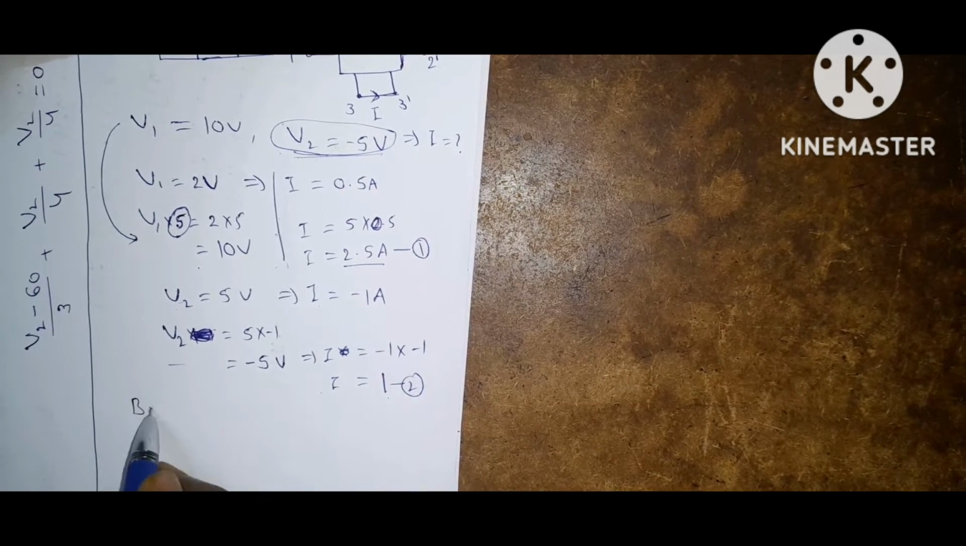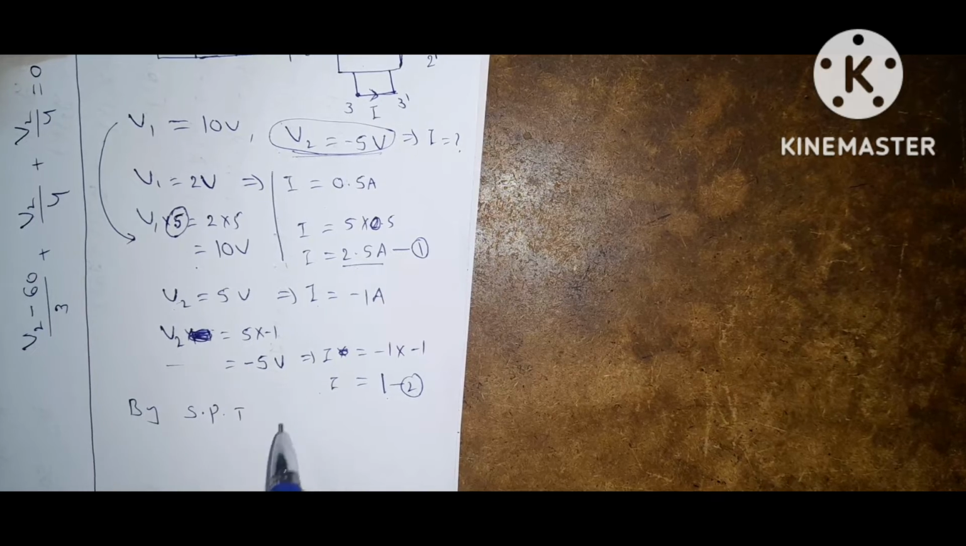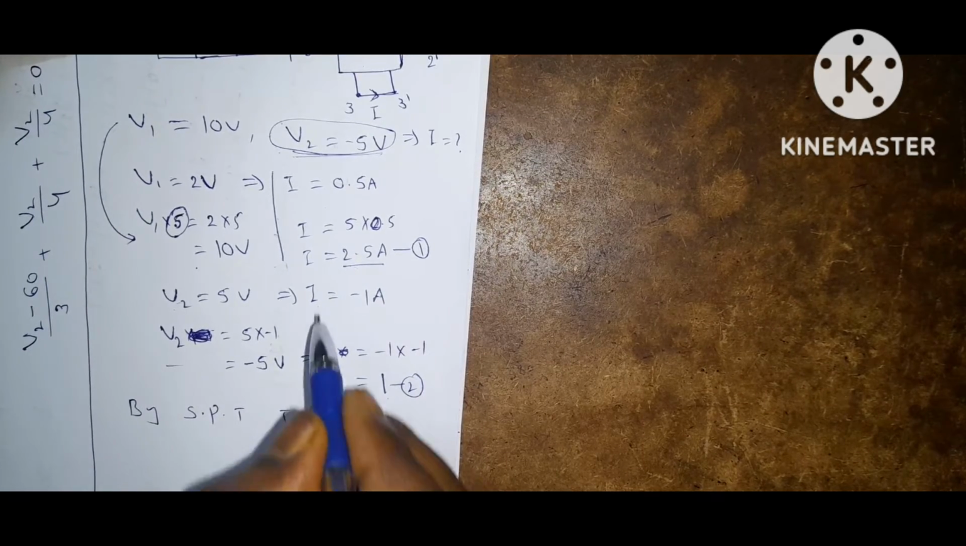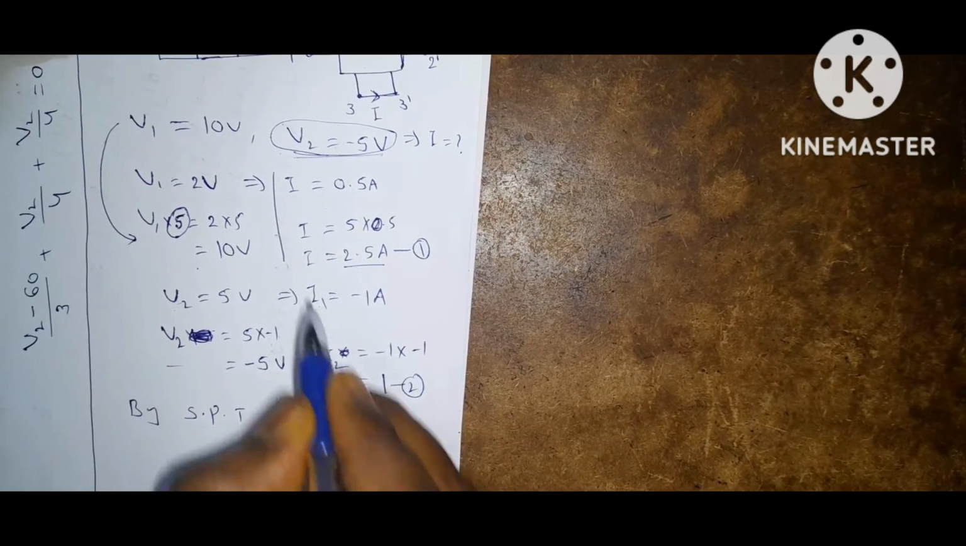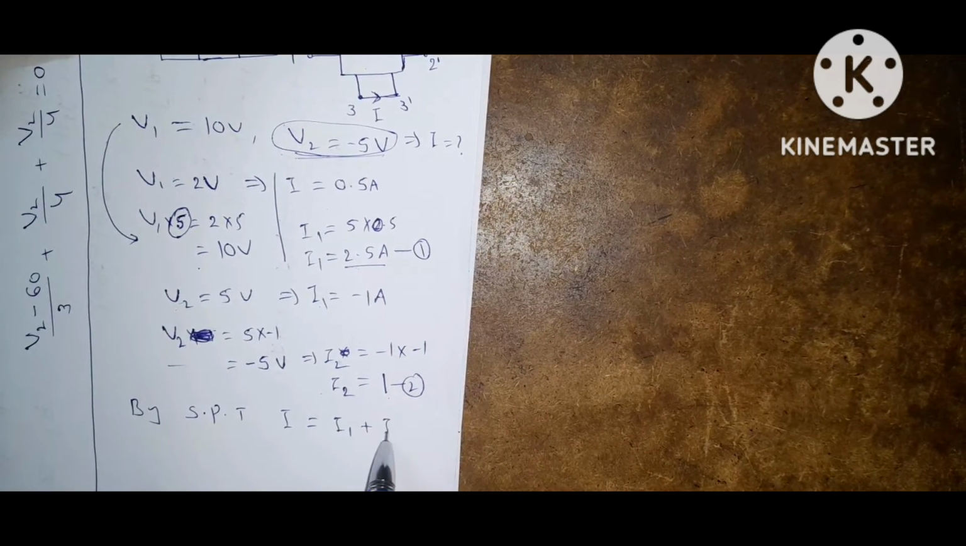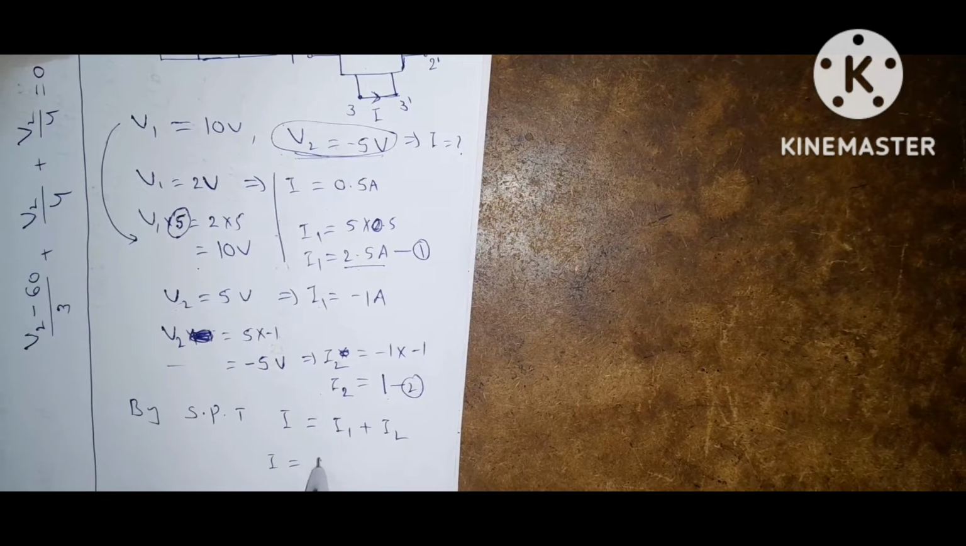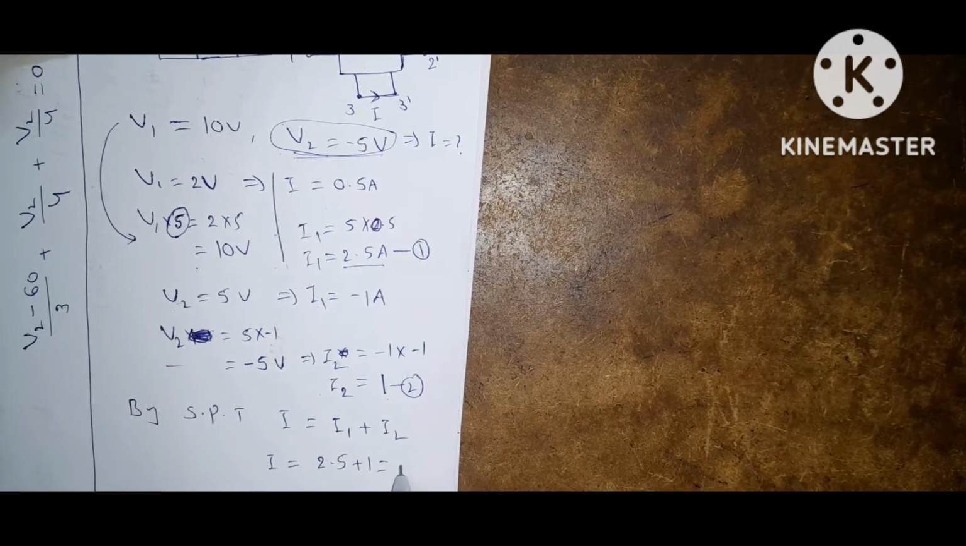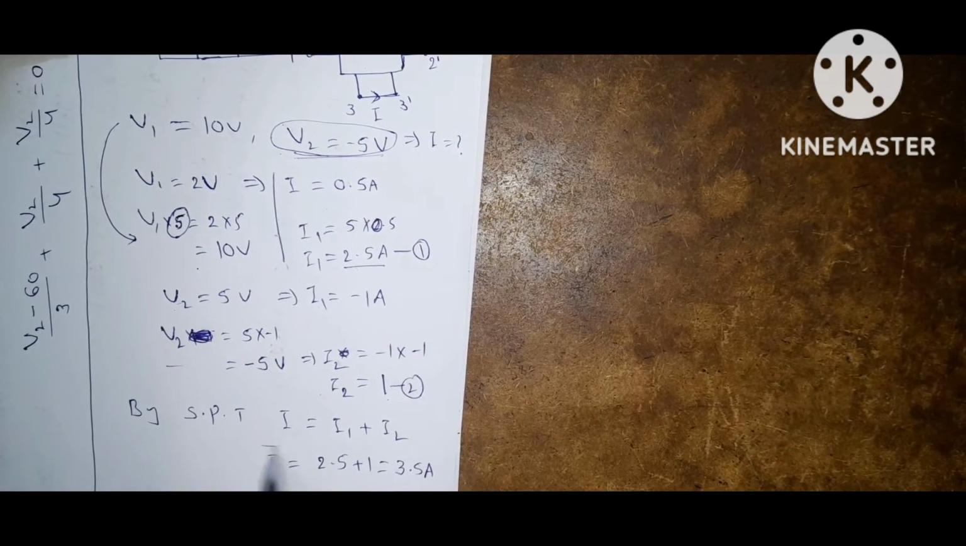So by superposition theorem, what is the current? Current is equal to, let it be I1 and let it be I2, I1 plus I2. So I is equal to 2.5 plus 1, 3.5 amps.